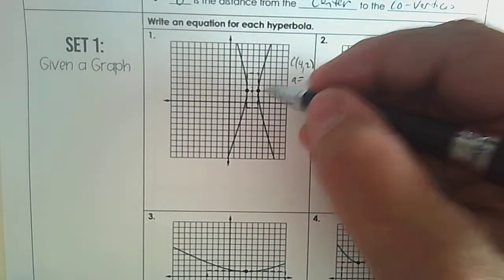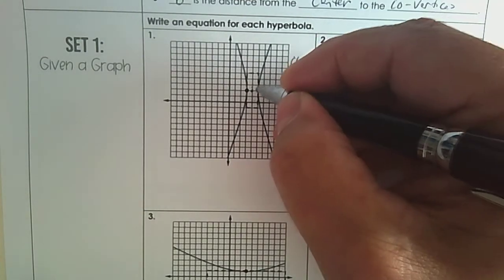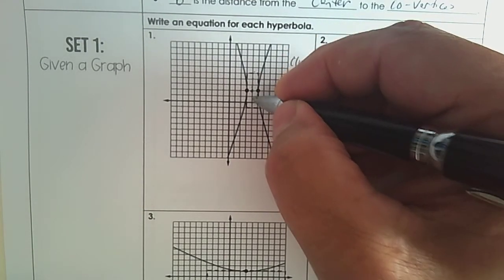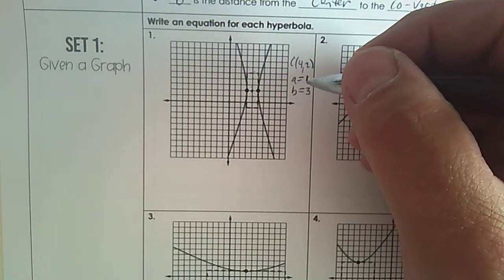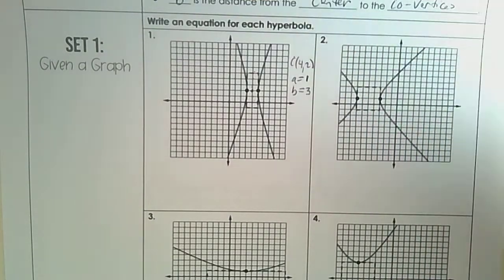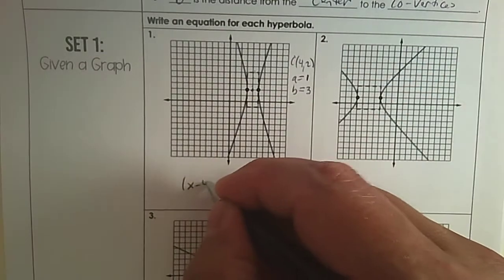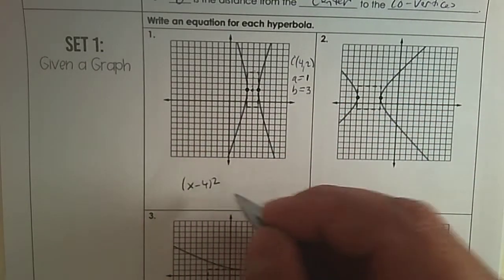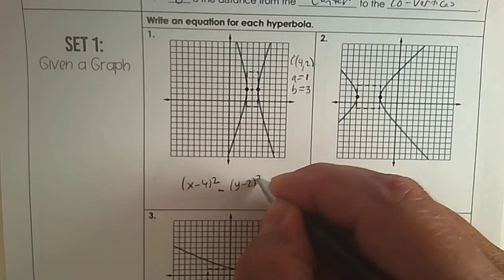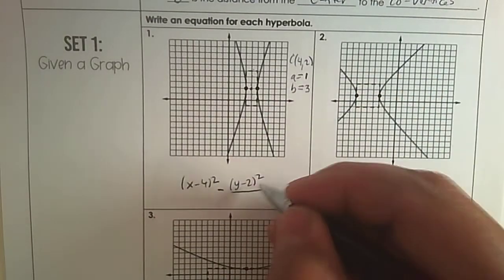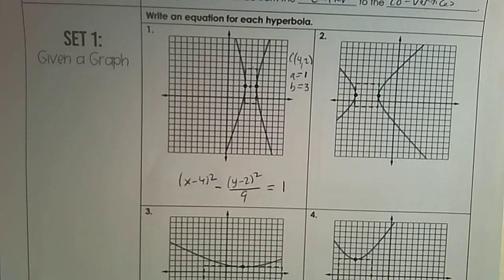A, notice it's sideways, so it's 1 to the right, 1 to the left. B, that is 1, 2, 3 up, and 1, 2, 3 down. And that's all I need. So it starts with x. So it's x minus 4. And that would be over 1, but I don't need to put it over 1. Then it would be y minus 2 squared. And then I square 3, that's 9. And that's equal to 1. And this equation matches that hyperbola.